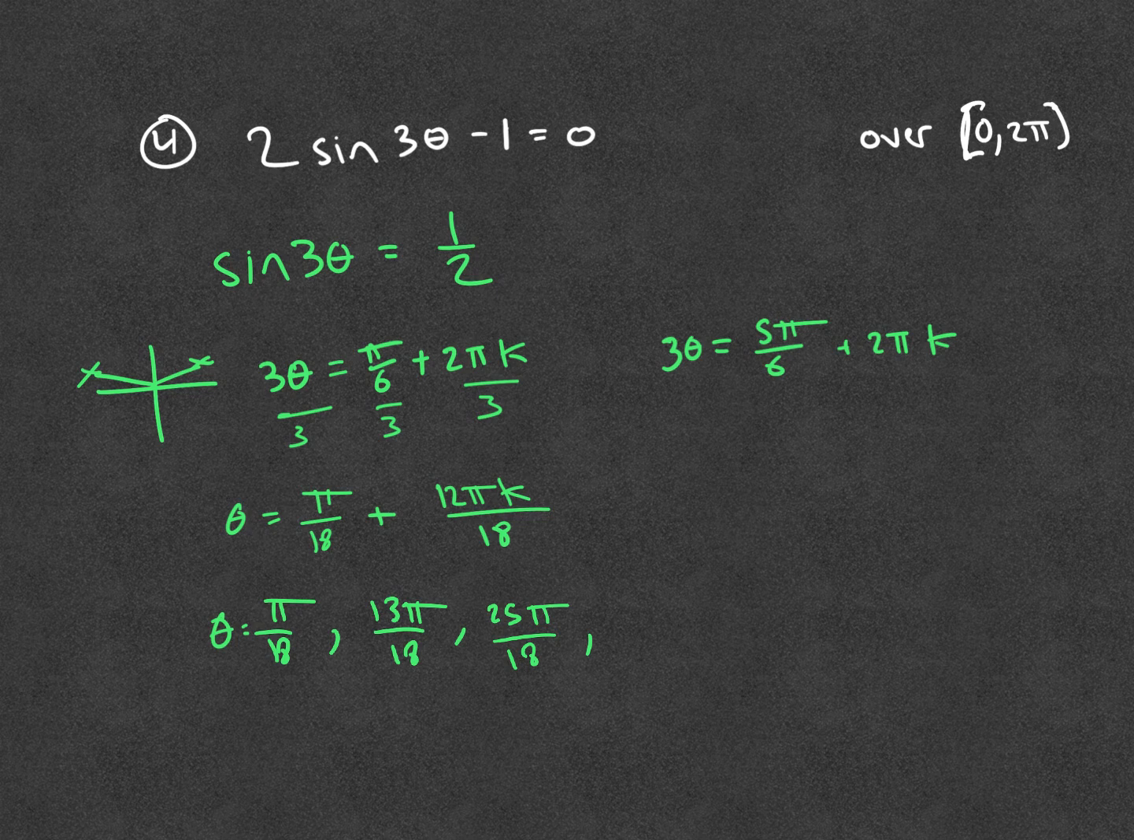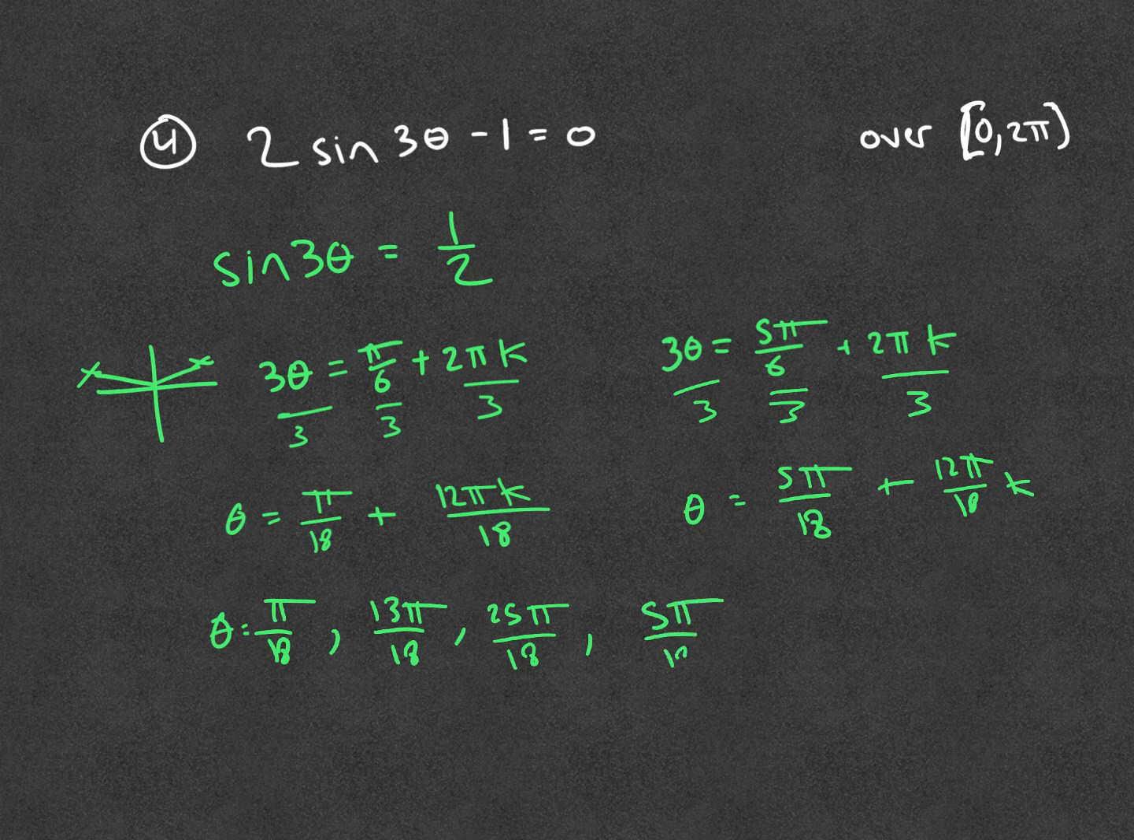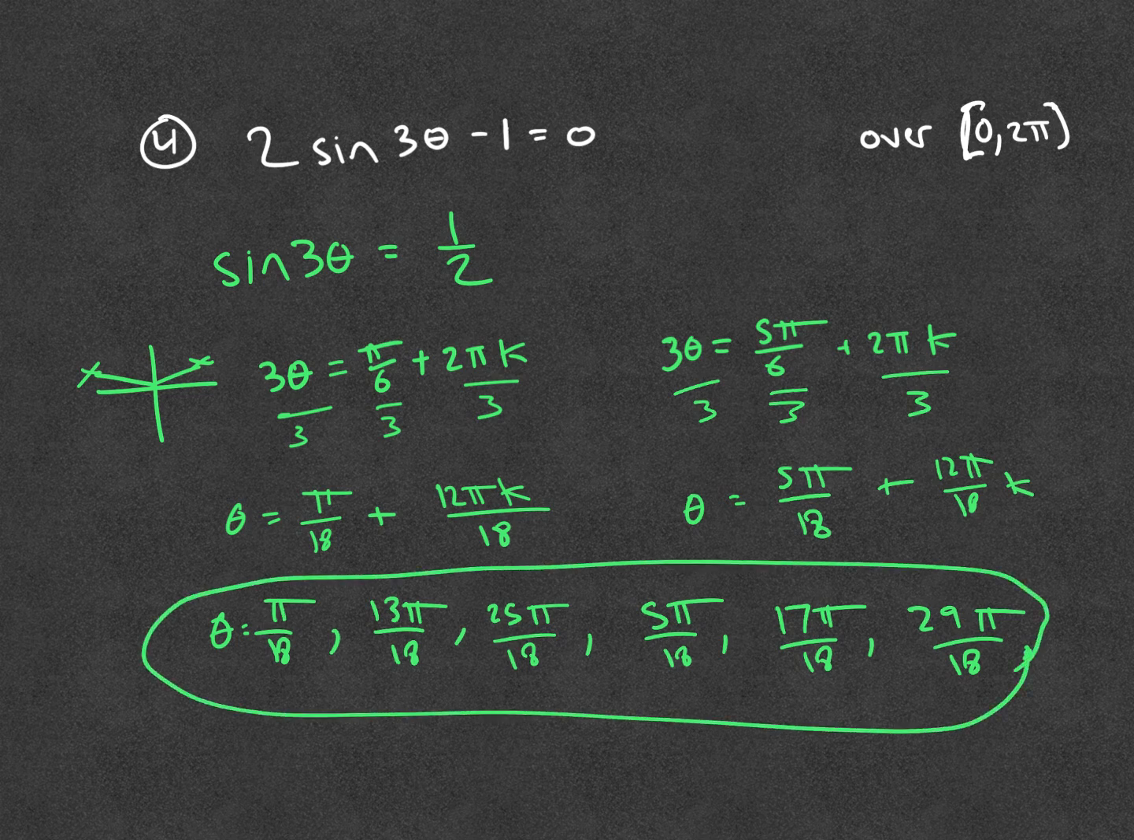And I'm going to do the same thing over here. Divide by 3, divide by 3, divide by 3. I got theta equals 5 pi over 18 plus 12 pi over 18 k. And then that's going to give me more answers for my list here. So I got 5 pi over 18, add 12, 17 pi over 18, add 12, 29 pi over 18, add 12, oh, that'd be 41, that'd be too big. So there are my 6 answers.